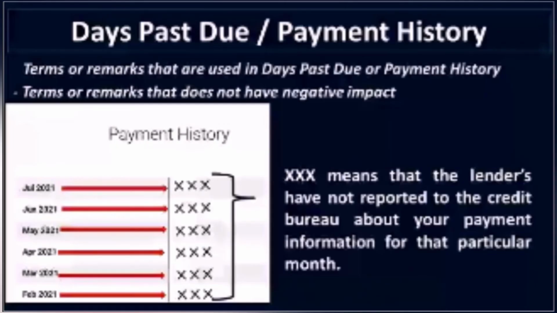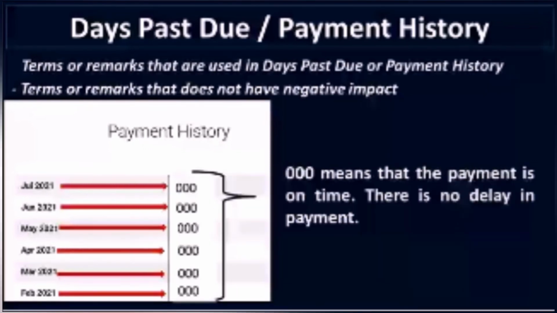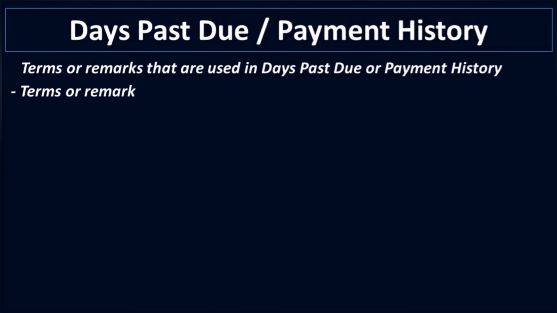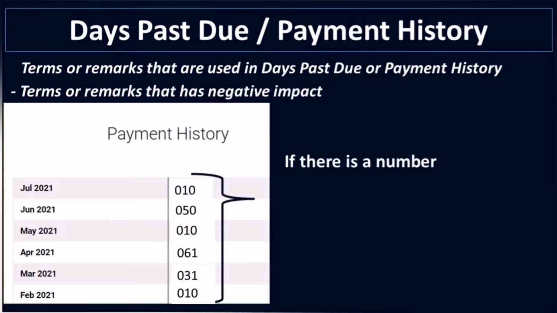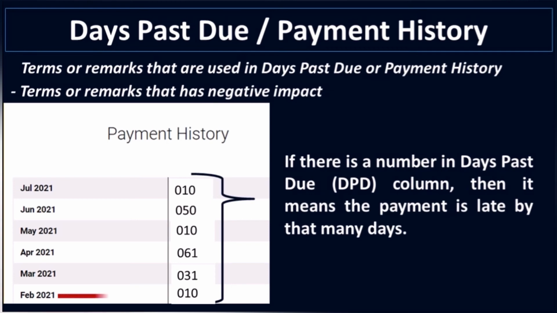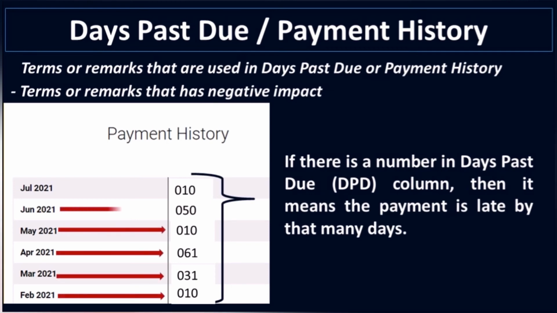Now that you know the terms that are not viewed negatively by a lender, let's go ahead and see what are the terms or remarks that are viewed negatively by a lender or that have a negative impact on your credit score. If there is a number in the days past due column, it means the payment is late by that many days. In this case, for the month of Feb, the payment is late by 10 days, and for the month of March, the payment is late by 31 days, and it goes on till July.